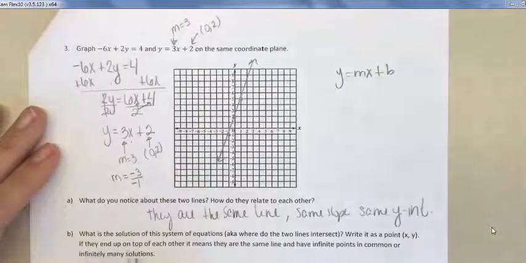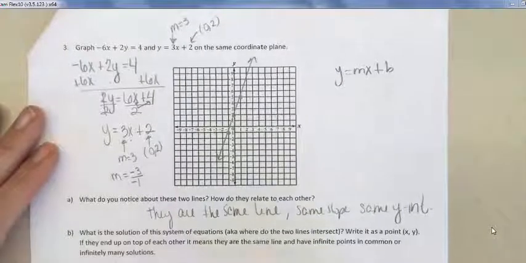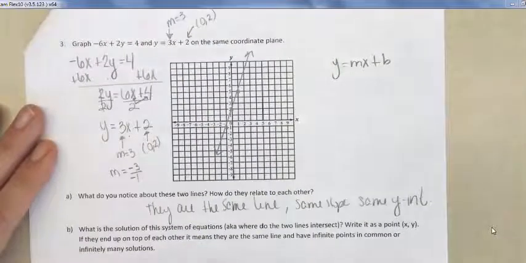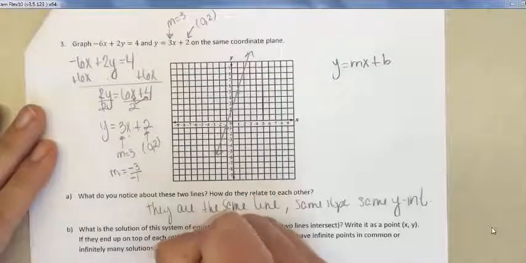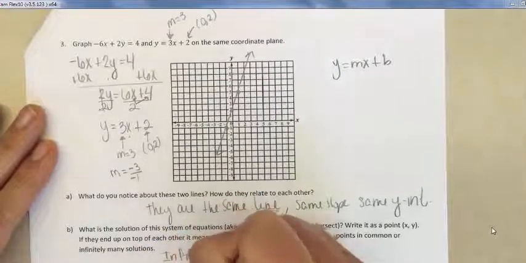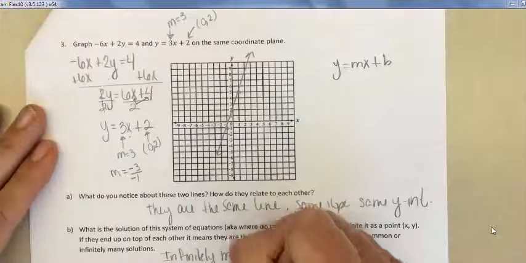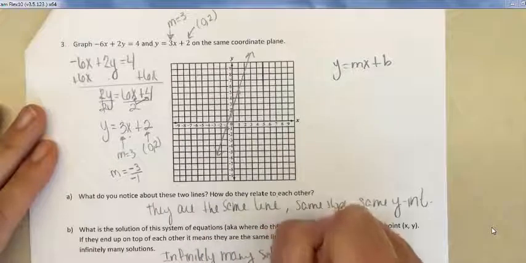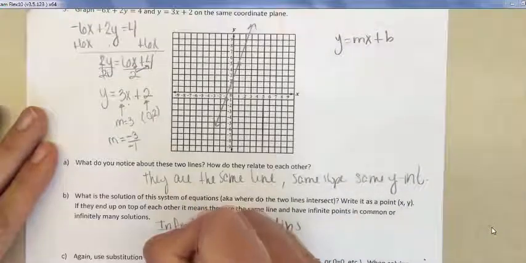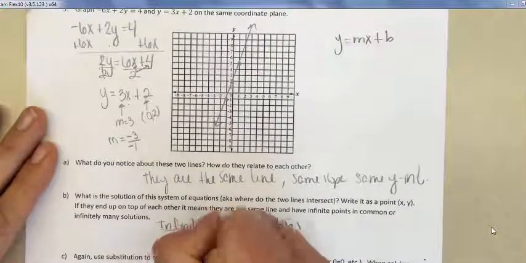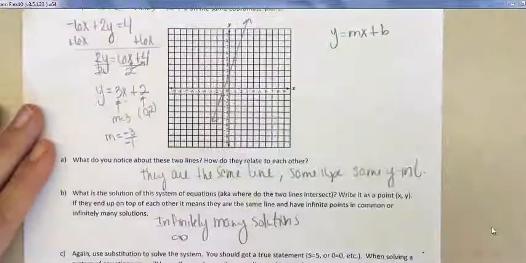Okay, so if they end up on top of each other, it means that they are the same line and have infinite points in common, or infinitely many solutions. So what we can say is that there are infinitely many solutions. Now, for infinite, I use a sideways 8. That's like the infinity sign, so you can also use that.